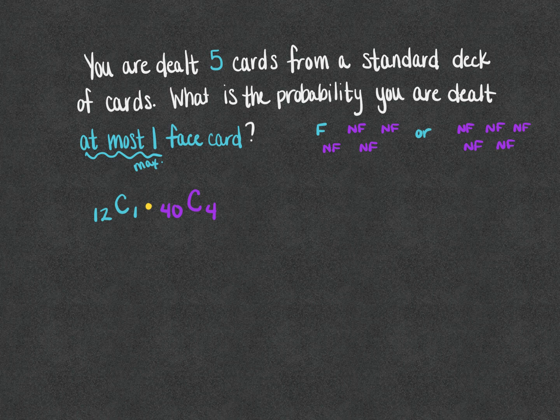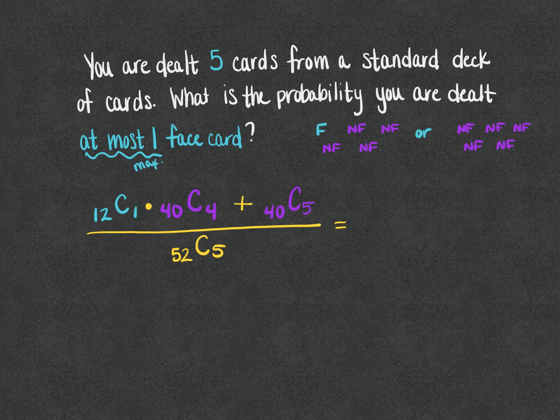Okay, or, here's where our plus comes in, here's our or. We want 5 cards that are not face cards. So again, there are 40 cards in the deck that are not face cards. We would be dealt all 5 of them. This is going to be divided by the total number of ways we can be dealt any 5 cards from a deck. There are 52 cards in a deck. We would be dealt 5 of those. Calculating this, we will end up with 12 choose 1 times 40 choose 4.